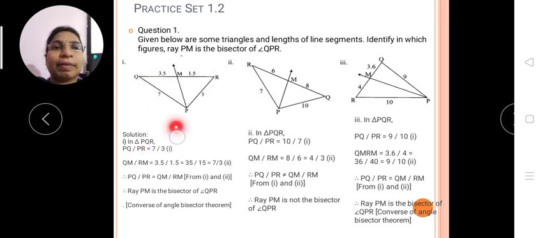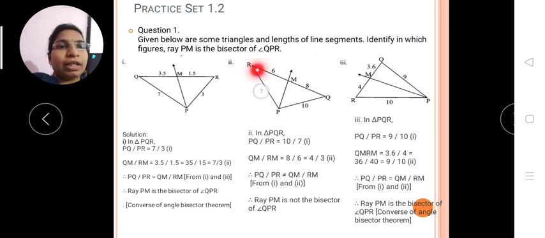Now see in the triangle PQR, the measurements are given. Firstly, write down QM upon MR. QM upon MR is 3.5 upon 1.5, so it will come 7 by 3. And already PQ upon PR is 7 by 3. Therefore ray PM is a bisector of angle QPR, by the converse of the angle bisector theorem. If it divides in equal proportion, it means that the ray is an angle bisector.